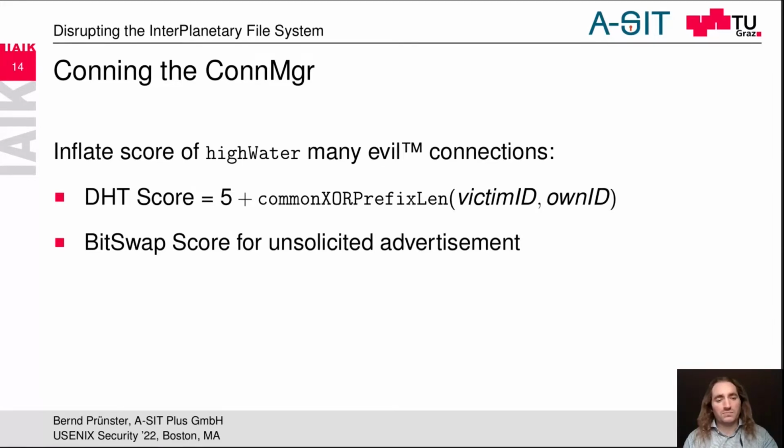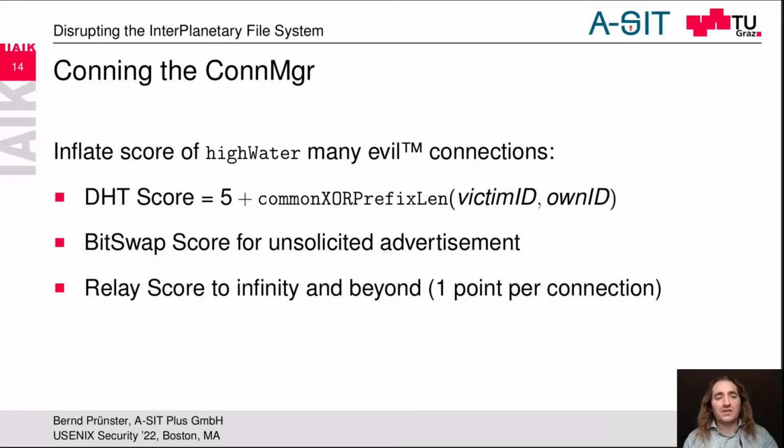Then there's BitSwap, similar to what BitTorrent does. And you also get some points for unsolicited advertisement of content. So a couple of points for free, basically, because it doesn't consume any resources. And then there's the relaying subsystem. And this is really a goldmine because relaying is important for IPFS to work in the wild. So we just went ahead and relayed junk connections over one of our evil connections to inflate our score to infinity and beyond, basically, because it awards 1 point per connection.